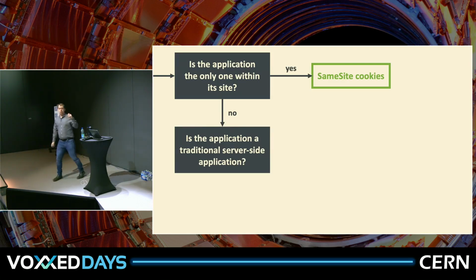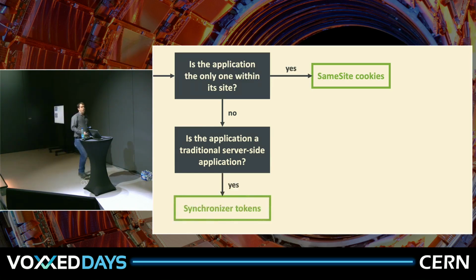But the next question is, is your application a traditional server-side application? Do you rely on form submissions and form content types and so on? Because if you do, things are tricky, and you kind of need to use synchronizer tokens because you can't rely on CORS as a defense. So in that case, synchronize it. That's why I talked about the old defense with the secret in the form submissions and so on, because it's still relevant to stop cross-origin request forgery.